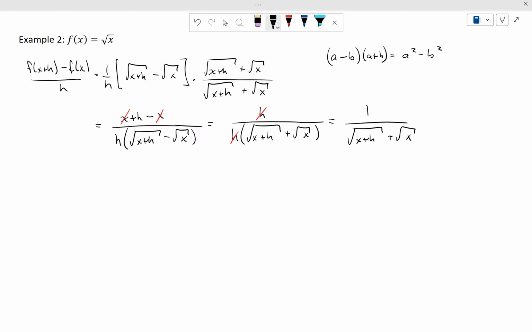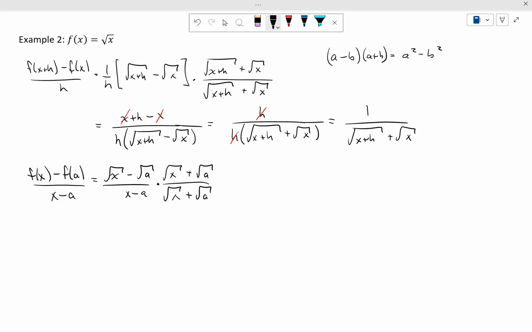Now the alternative way to do this, using the x and the a, would be f of x minus f of a all over x minus a. So this would simply look like root x minus root a all over x minus a. And again, we have a minus b. You want to get a squared minus b squared, so multiply top and bottom by the conjugate. So you have root x plus root a over itself. So really we're just multiplying by 1. So we're just changing how things look.